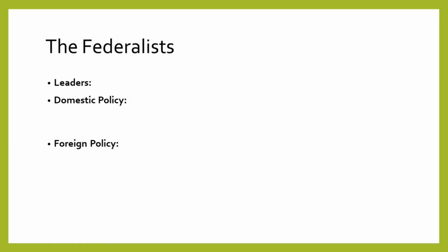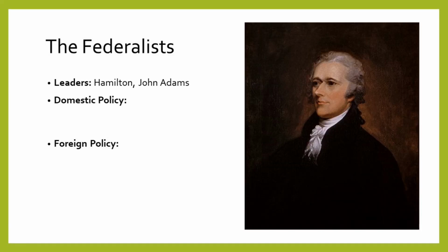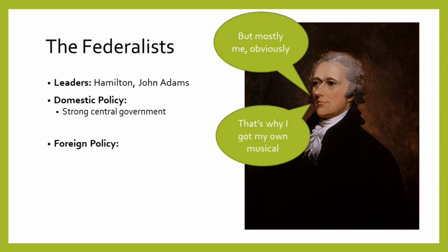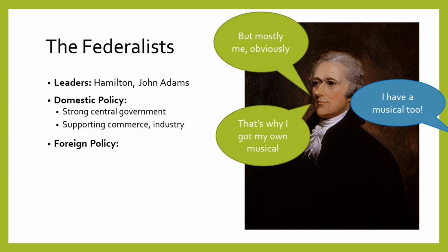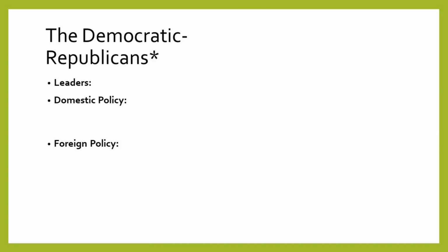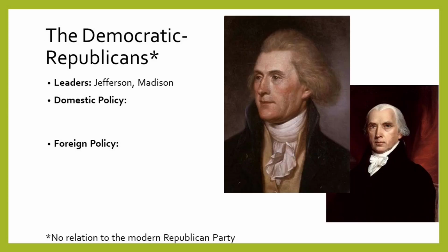The Federalists you've already met. They were led by Alexander Hamilton and John Adams, and basically they wanted a strong central government that could help to develop a commercial and increasingly industrial economy. They also tended to be pro-British because most of the commerce they were trying to promote came in the form of trade with Britain. The Democratic Republicans, or Republicans for short, were led by Jefferson and Madison.